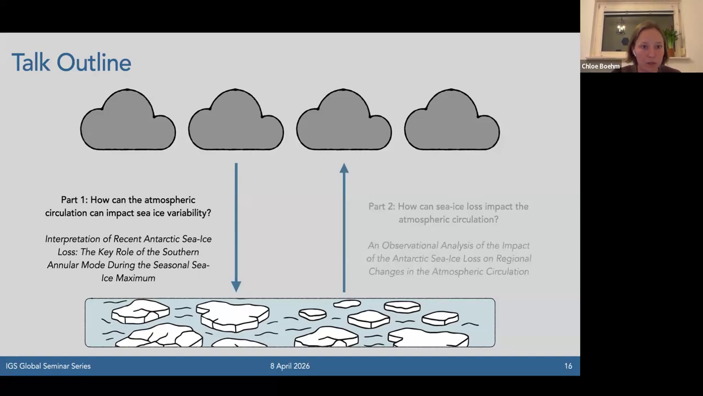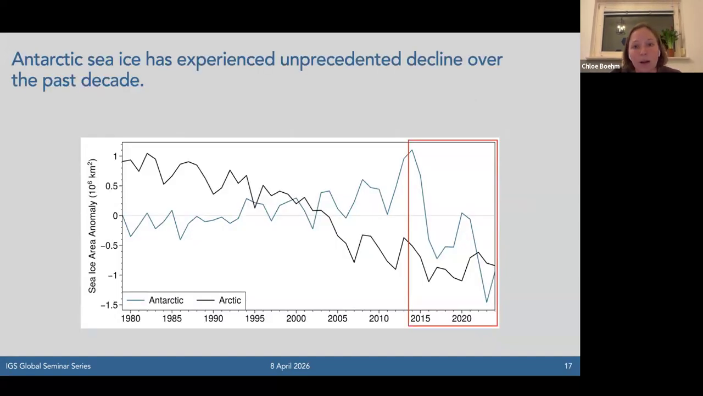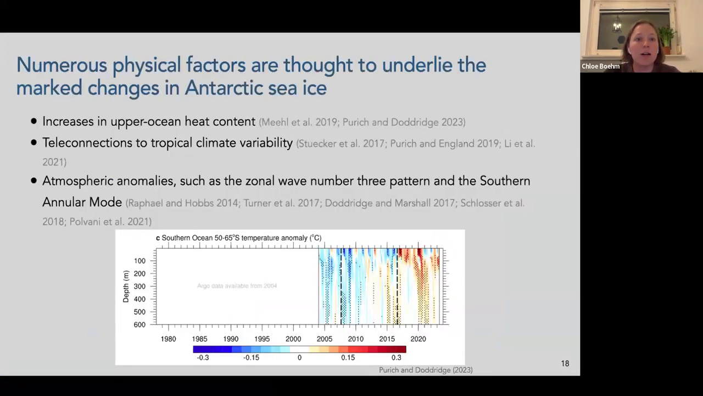So to start with the first part, I'm going to first jump back to this time series, and again draw your attention to the last decade, where we see this very large, unprecedented decline, these very large changes that suddenly occurred in the Antarctic and in Antarctic sea ice. And as I mentioned, there's been a lot of work done trying to understand these changes.